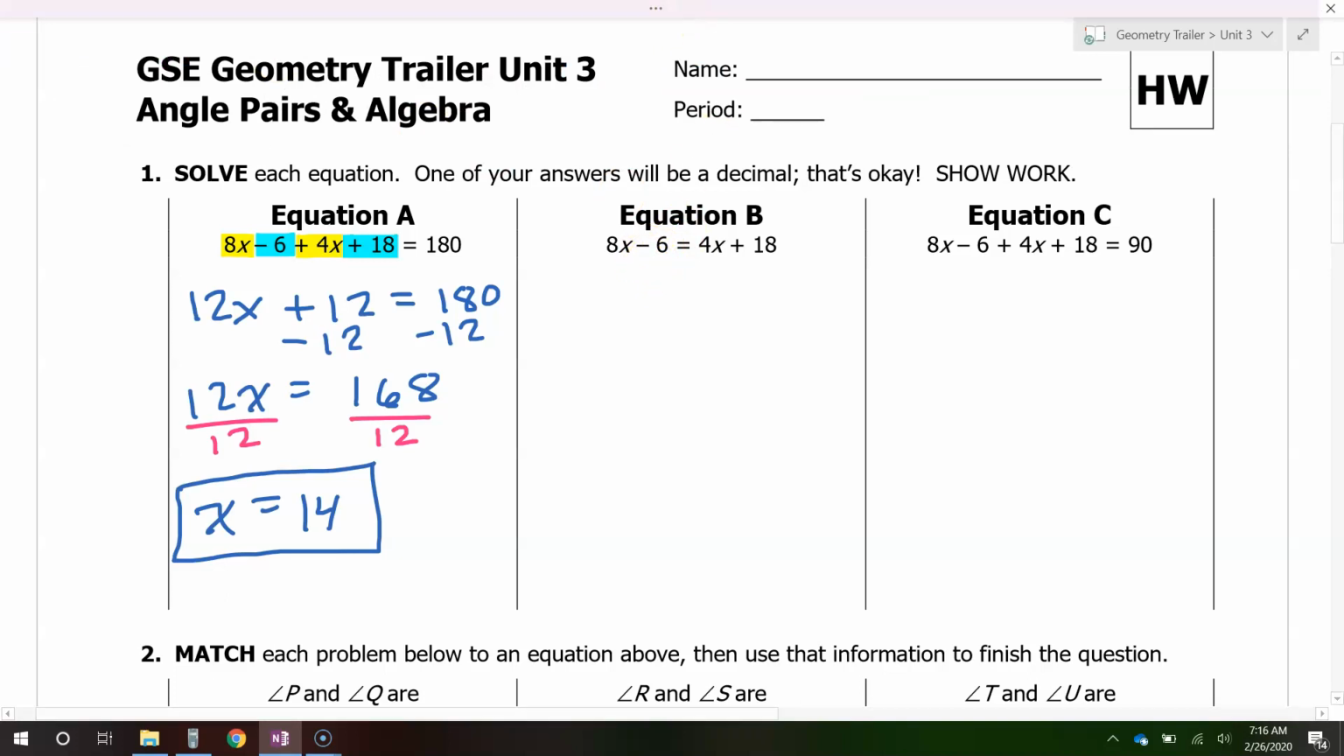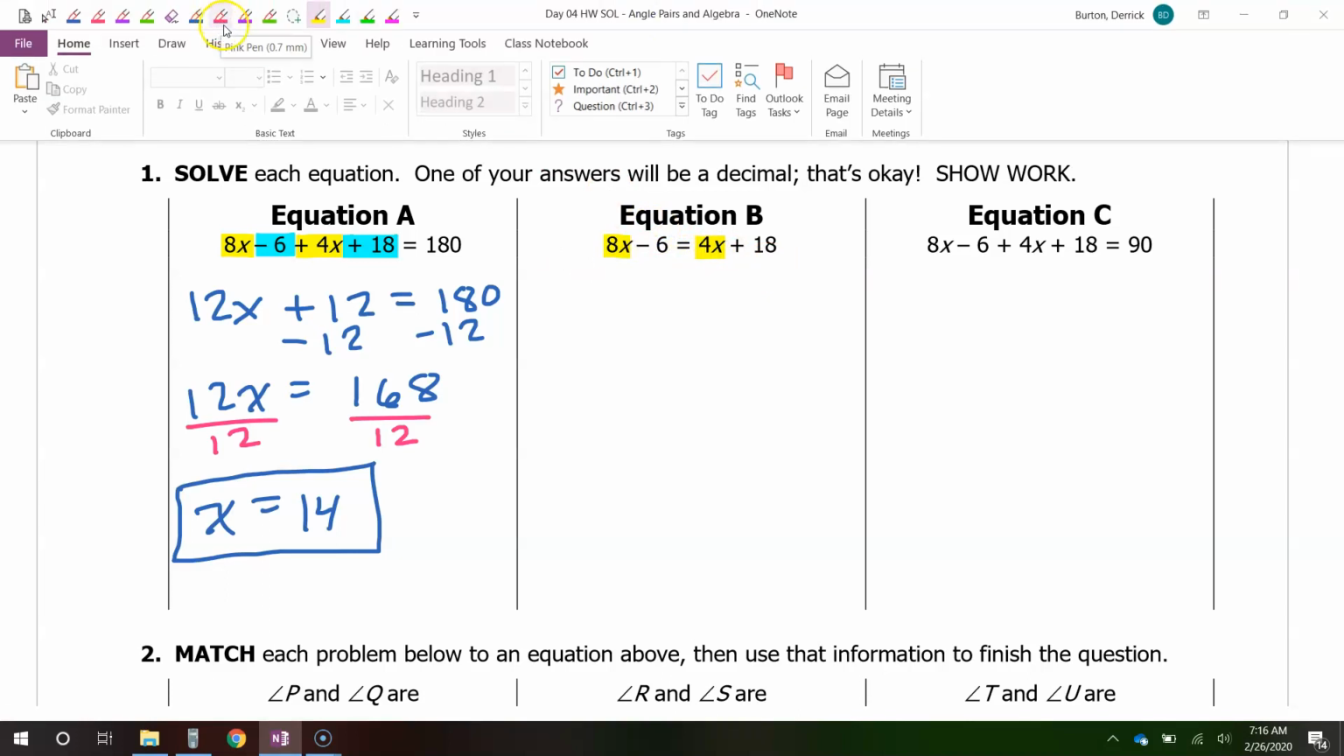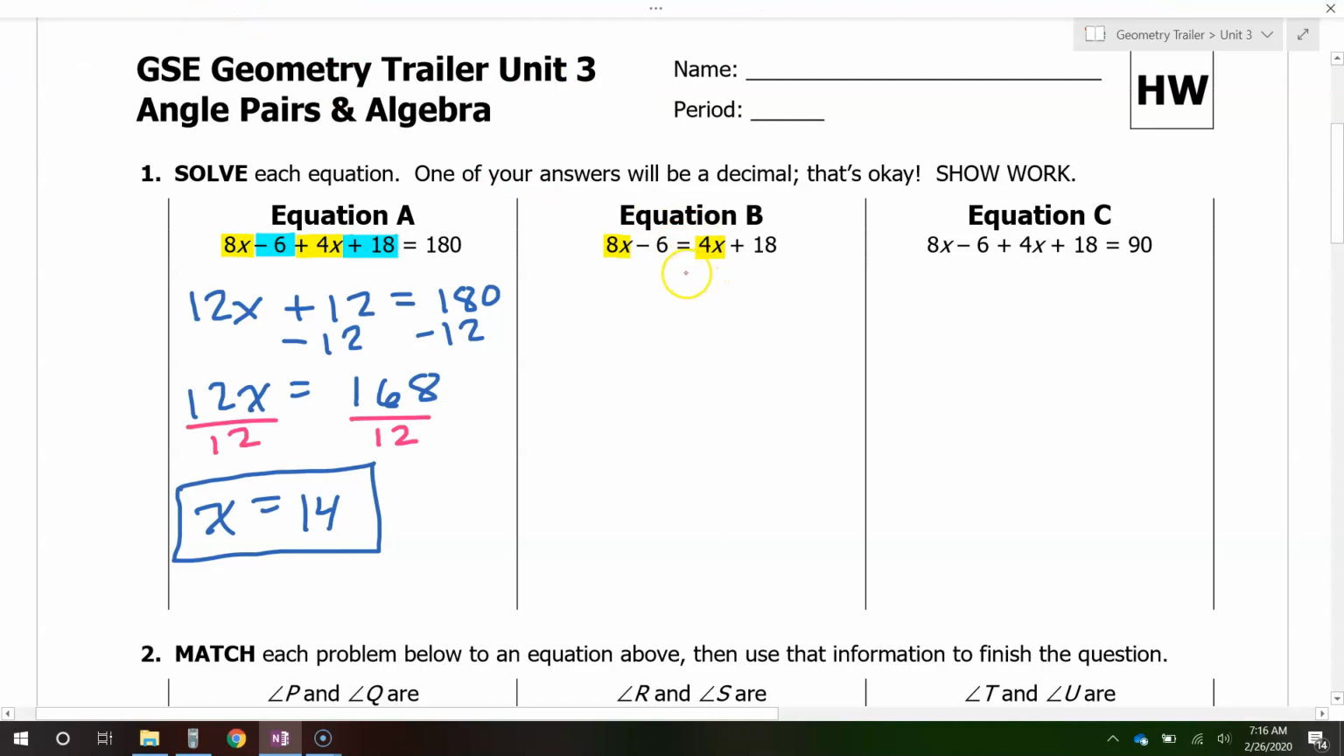Okay, this time, notice that the 8x and the 4x are on opposite sides of the equal sign. So I can't just combine like terms this time. This time, I need to subtract from one side of the equation. So for example, I'm going to subtract 4x from both sides of the equation to move the 4x over to be with the 8x. And then I have 8x minus 4x. That's going to give me 4x. Now I will just bring down the minus 6 is equal to 18.